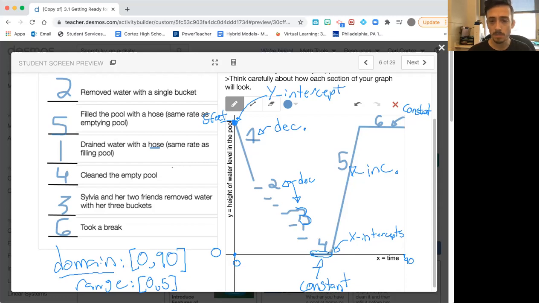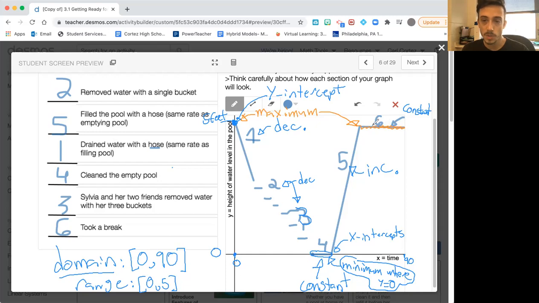We have a minimum down here, so we could say that there's a minimum where y equals 0. It's pretty cool to mention because it's the lowest point. And then where do we have maximums? Where are they at? We have definitely a maximum here, but also here. Because this is where the pool is filled up the most, where it's filled up all the way 5 feet or so. Is there anything else we could talk about?